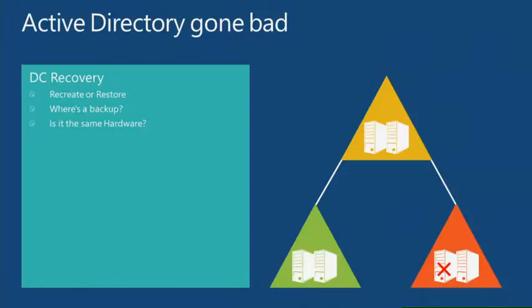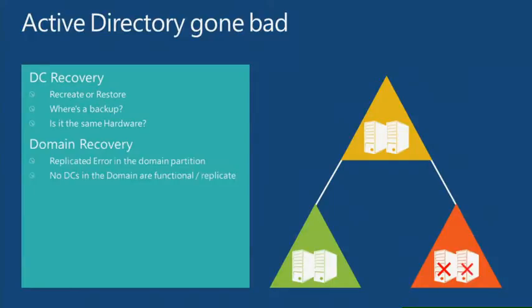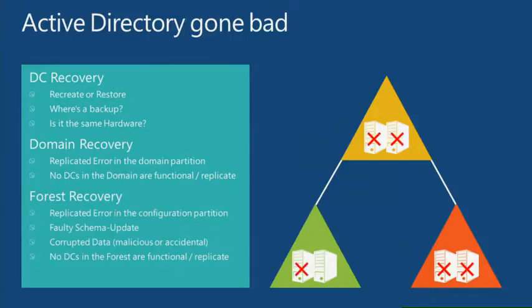So when we have issues with domains or with Active Directory, it might be that we have issues with single domain controllers. It might be that we have issues with all domain controllers in a domain, which is requiring a domain recovery afterwards. Or it might be that we have a replication issue in the schema partition, in the configuration partition, or anything else, which is affecting our whole forest.